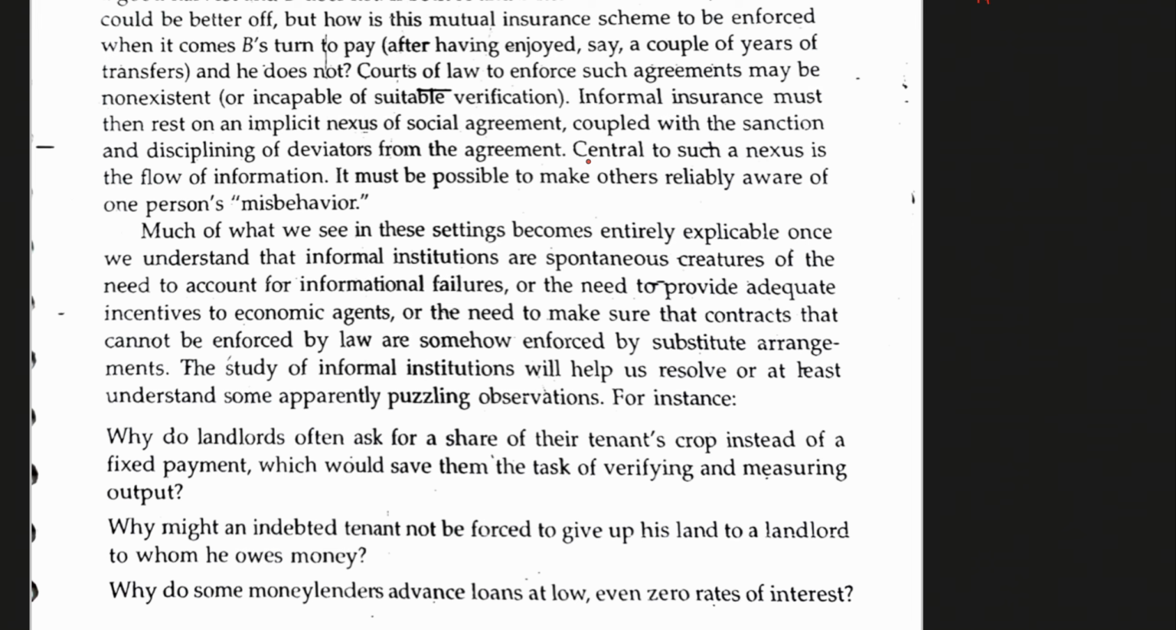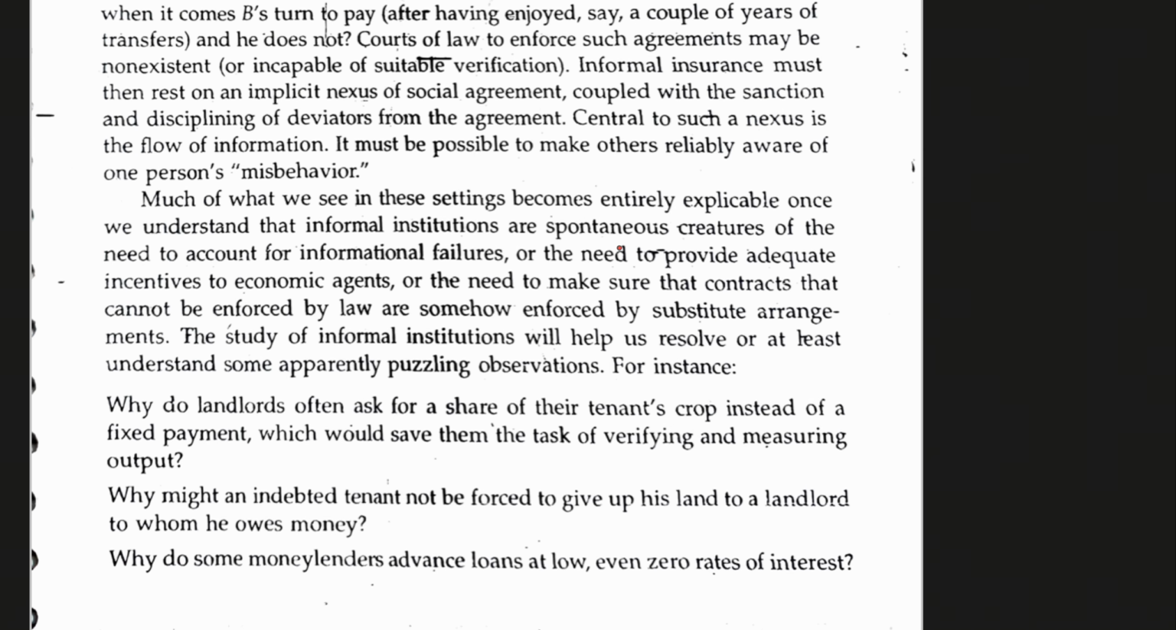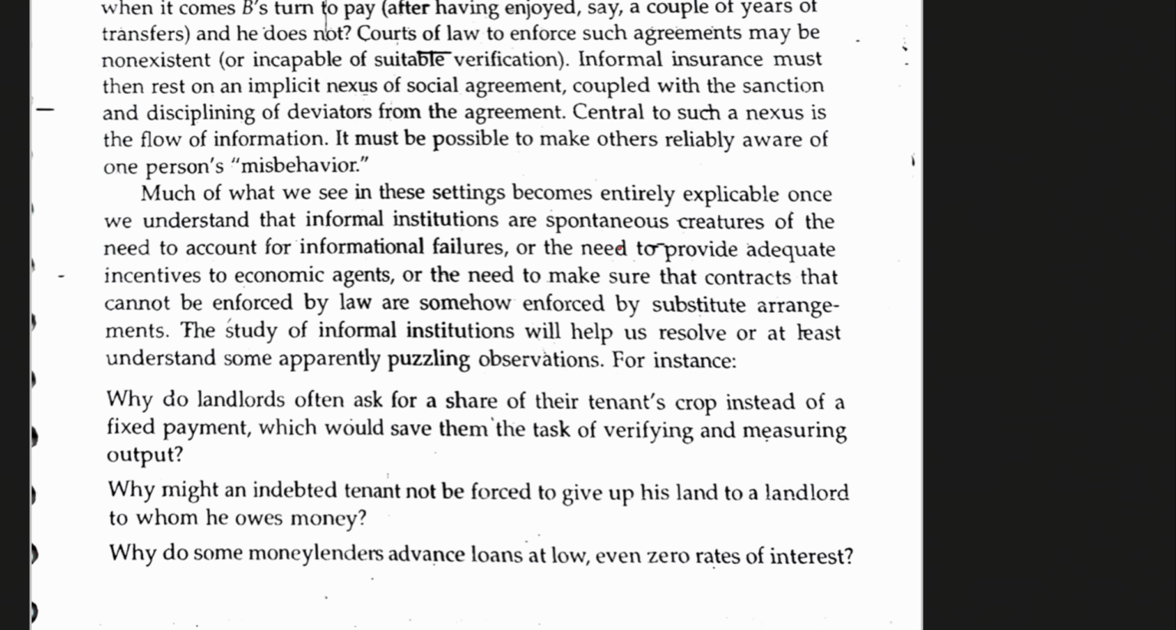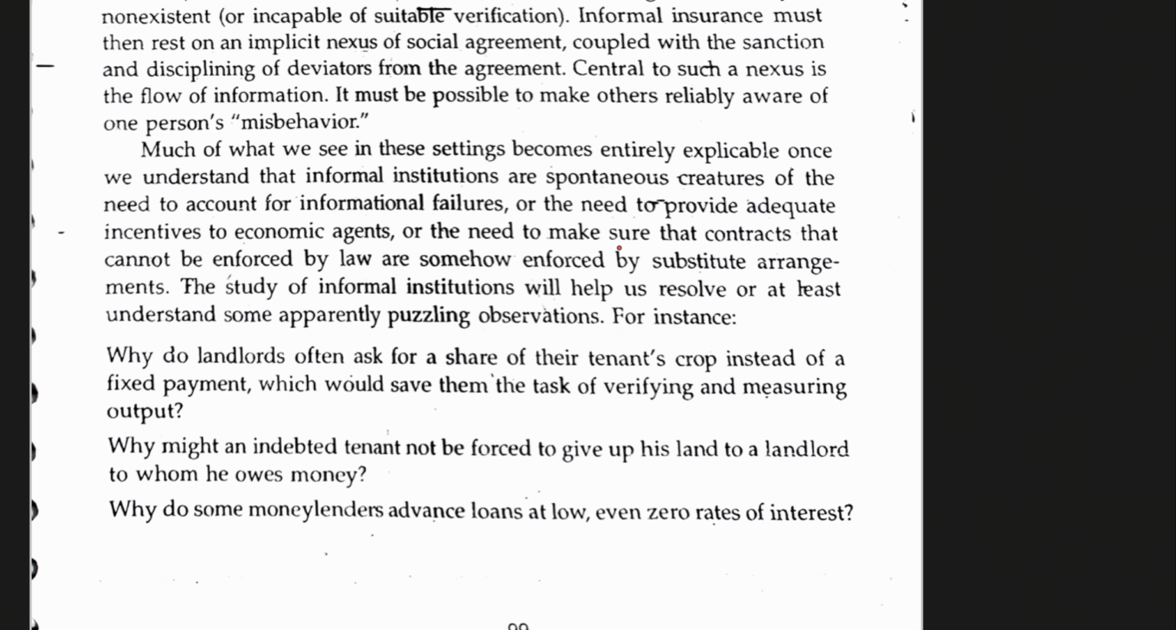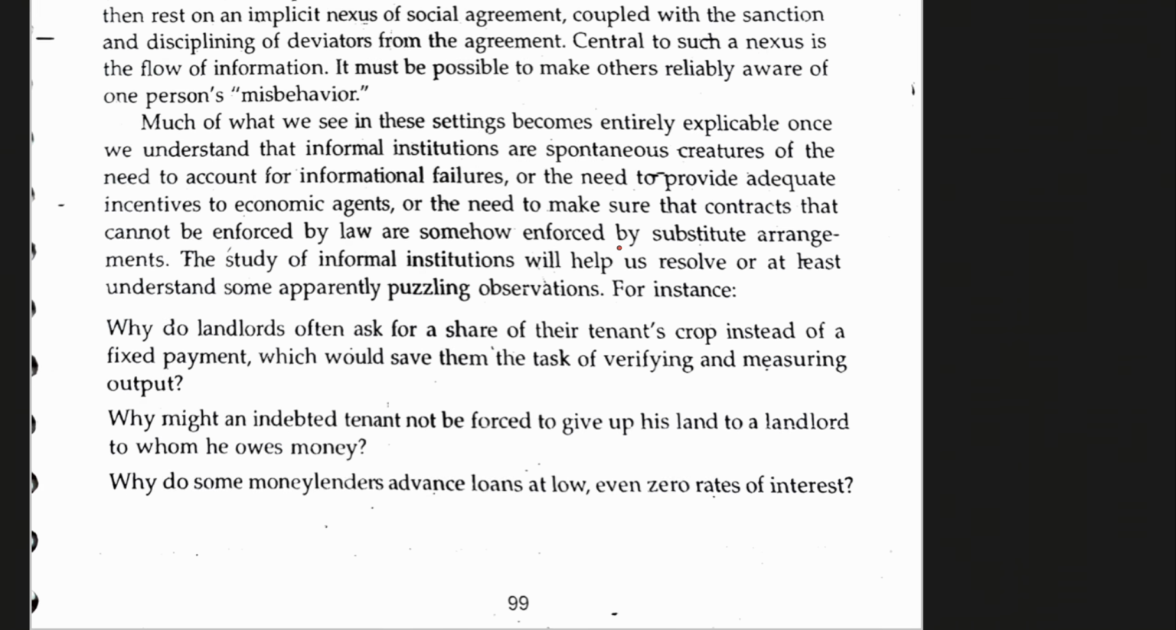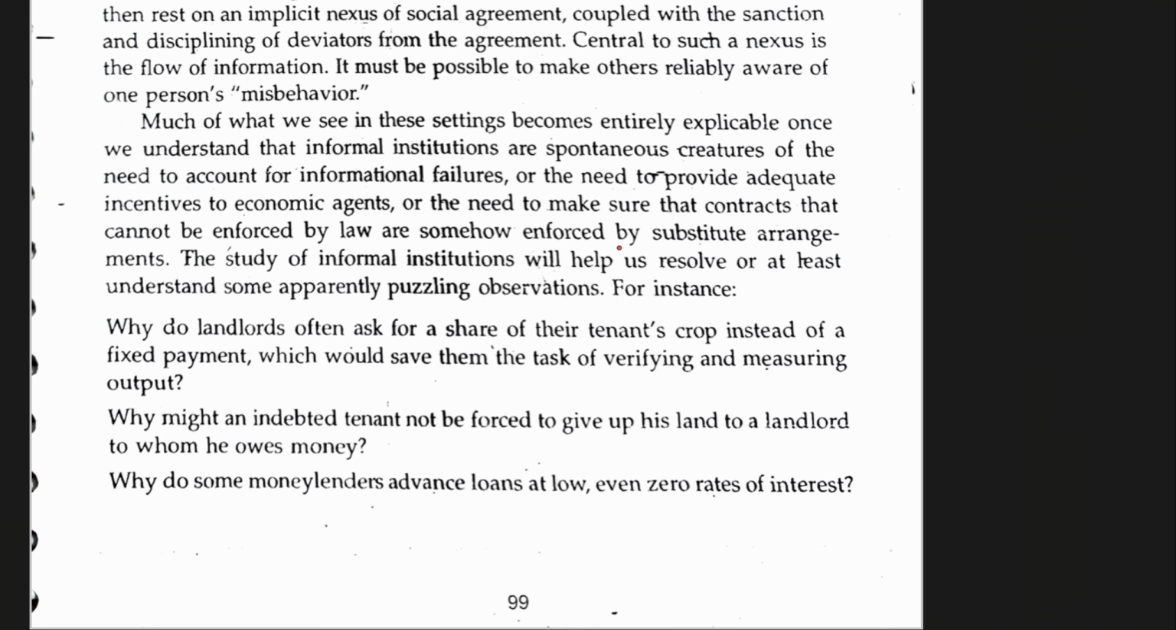Okay, informal insurance must then rest on the implicit nexus of social agreement, coupled with the sanction and disciplining of deviators from the agreement. Central to such a nexus is the flow of information. It must be possible to make others reliably aware of one person's misbehavior. Much of what we see in this setting becomes entirely explicable once we understand that informal institutions are spontaneous creatures of the need to account for informational failures or the need to provide adequate incentives to economic agents.